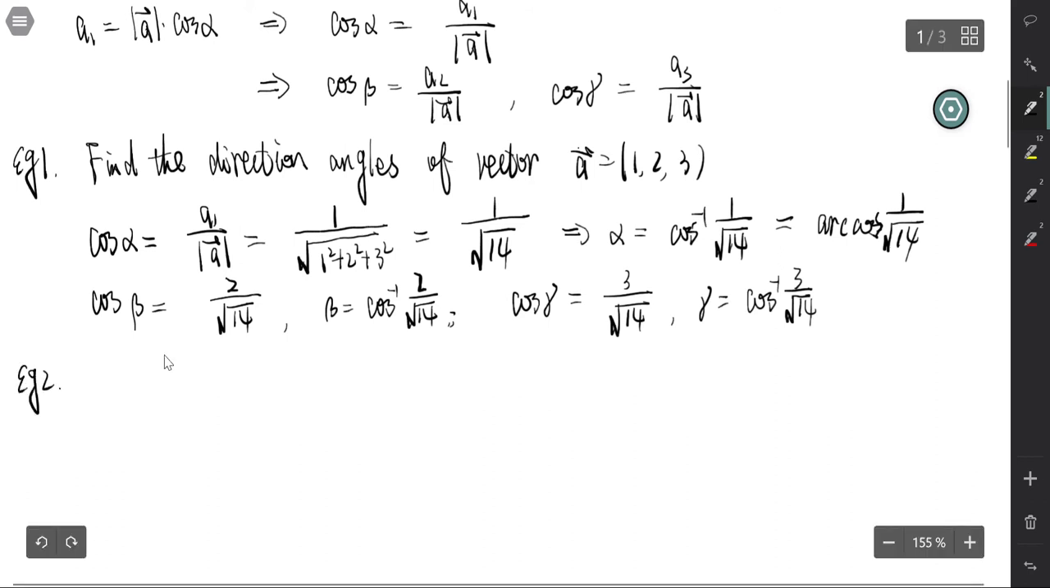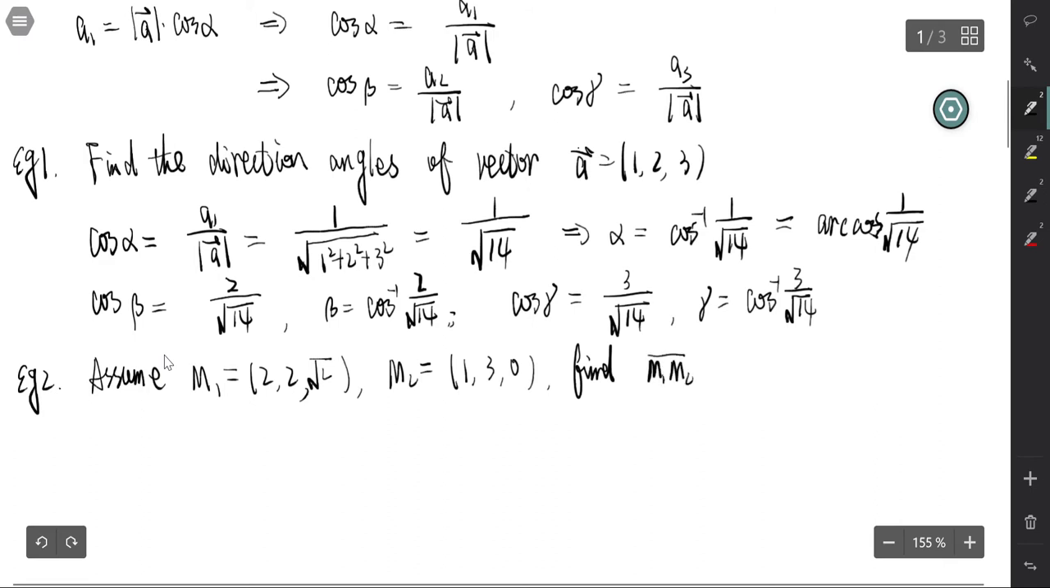The second example is about a vector determined by two points. Assume M1 equals (2, 2, square root 2), and M2 is (1, 3, 0). First, we need to find the vector M1M2, and then the direction angles of M1M2.